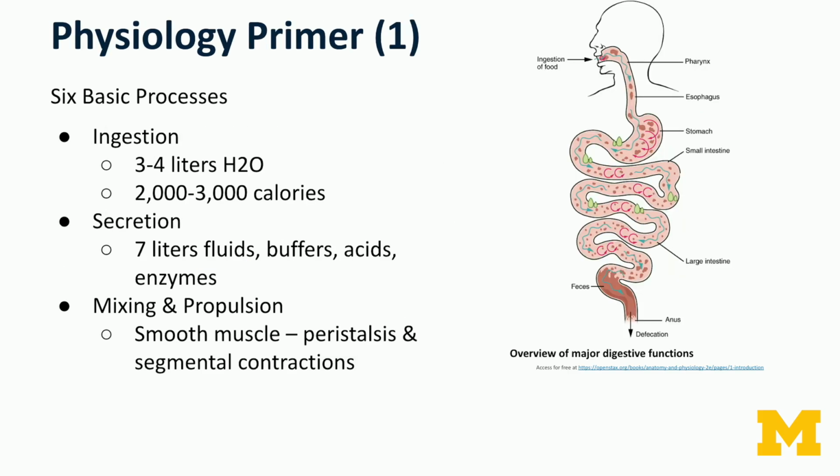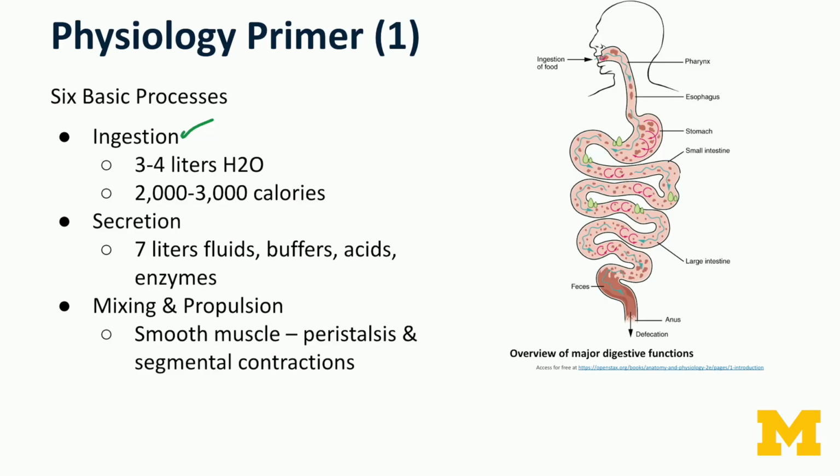Let's take a moment to discuss the physiology or the functions of the digestive system, of which there are 6 basic processes. The first being ingestion. So I'm not talking about any particular individual, just individuals generally. Your average bear off the street is going to consume between 3 to 4 liters of water daily and about 2,000 to 3,000 calories. Sometimes more, sometimes fewer, and depending on the individual, this can be quite healthy in either direction.